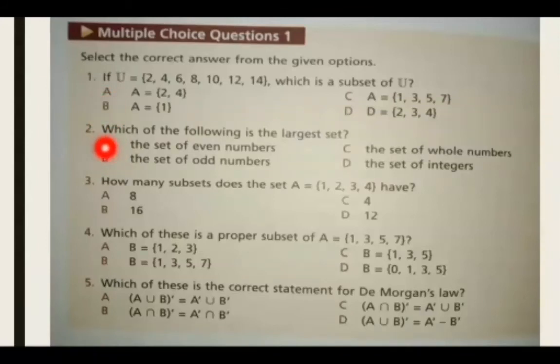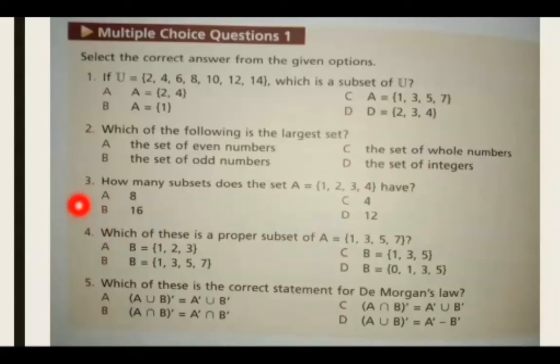Now see the next statement. Which is the largest set? Option A is the set of even numbers, option B is the set of odd numbers, option C is the set of whole numbers and option D is the set of integers. Here option D is the right answer because the set of integers is the largest set. The set of even numbers, set of odd numbers and set of whole numbers are subsets of the set of integers. So D is the right answer.